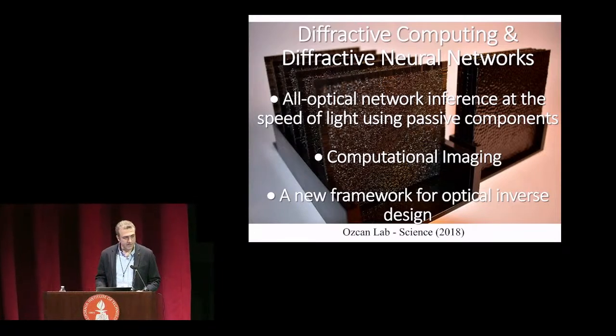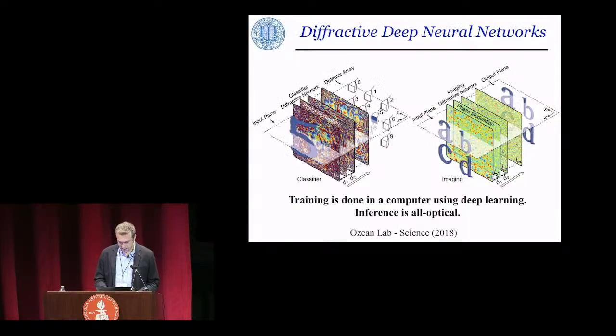First, all optical statistical inference. You can build these diffractive elements, very thin elements, for speed of light inference. You can build computational cameras of all kinds, for microscopy, for sensing, for defense-related applications. And you can also think of this as a black box for inverse optical design. You can create various interesting input-output relationships with diffractive networks.